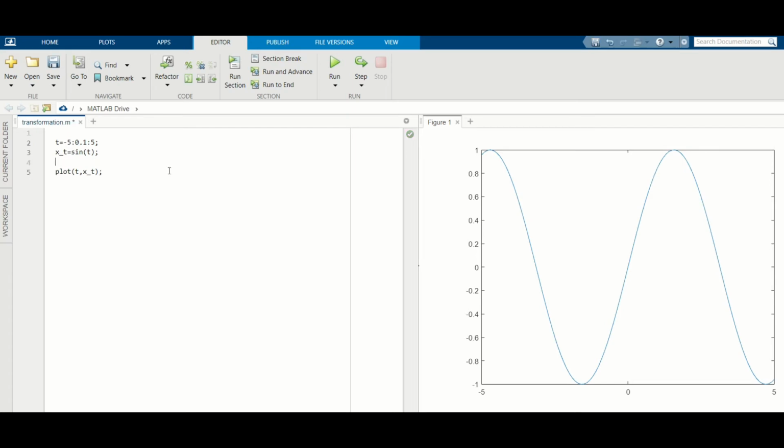Now we will add a new variable, that is y of t, which is basically your transformation of x of t. So we'll start with our time shifting transformation. What we will do is add some scalar and subtract the scalar from that independent variable t and see how the plot behaves. So our y t will be sine of t plus 1.